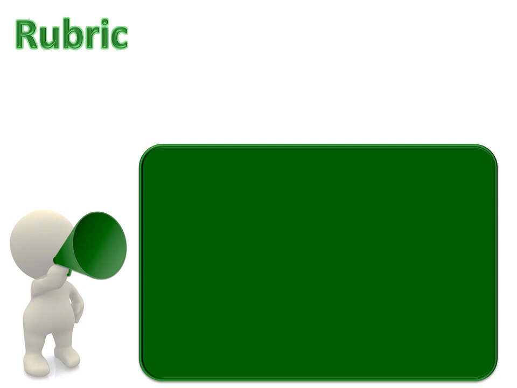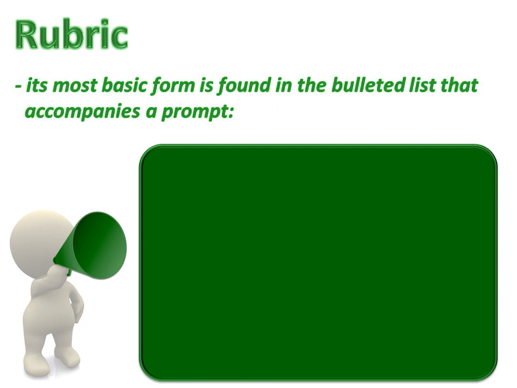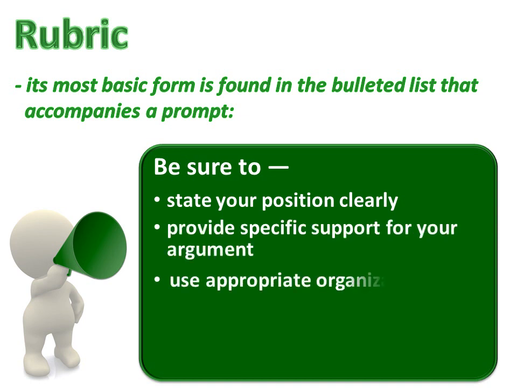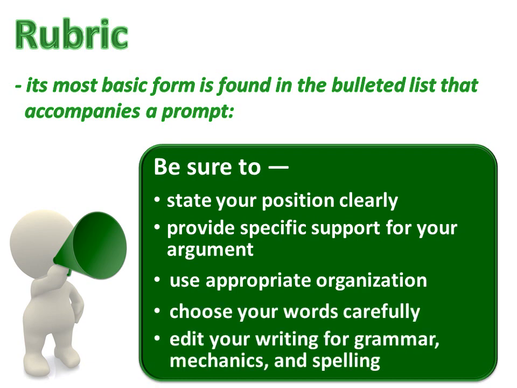That's the key that's going to tell you how the person is going to grade what you're doing. And by knowing what they expect, you can do exactly what you need to do to get the grade you want. Now on your STAR test, the rubric is found in its most basic form in the bulleted list that accompanies your writing prompt. At the bottom of the page, it will remind you: be sure to state your position clearly, provide specific support for your argument, use appropriate organization, choose your words carefully, and edit your writing for grammar, mechanics, and spelling.